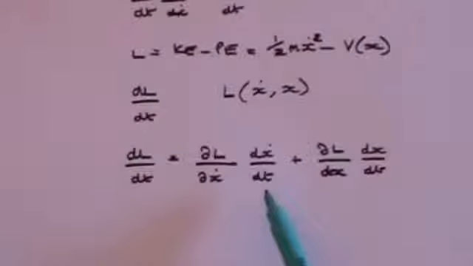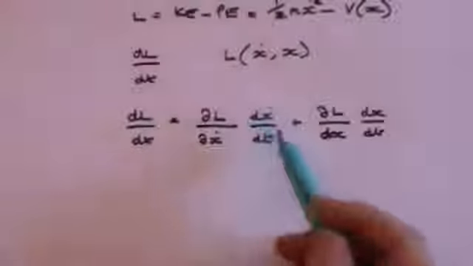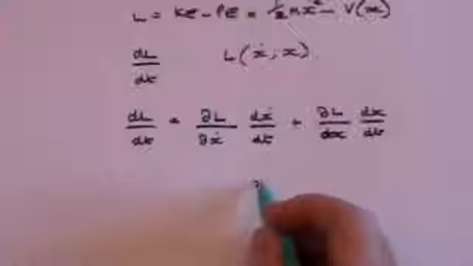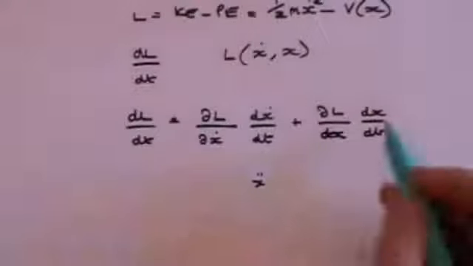So it's the partial derivative of the Lagrangian with respect to x dot times dx dot by dt, plus the partial derivative of the Lagrangian with respect to x multiplied by dx over dt. So we've now got four terms. Let's see if we can simplify them. Two of them I can simplify very easily. dx dot by dt is x double dot. It's an acceleration. dx by dt is velocity, x dot.